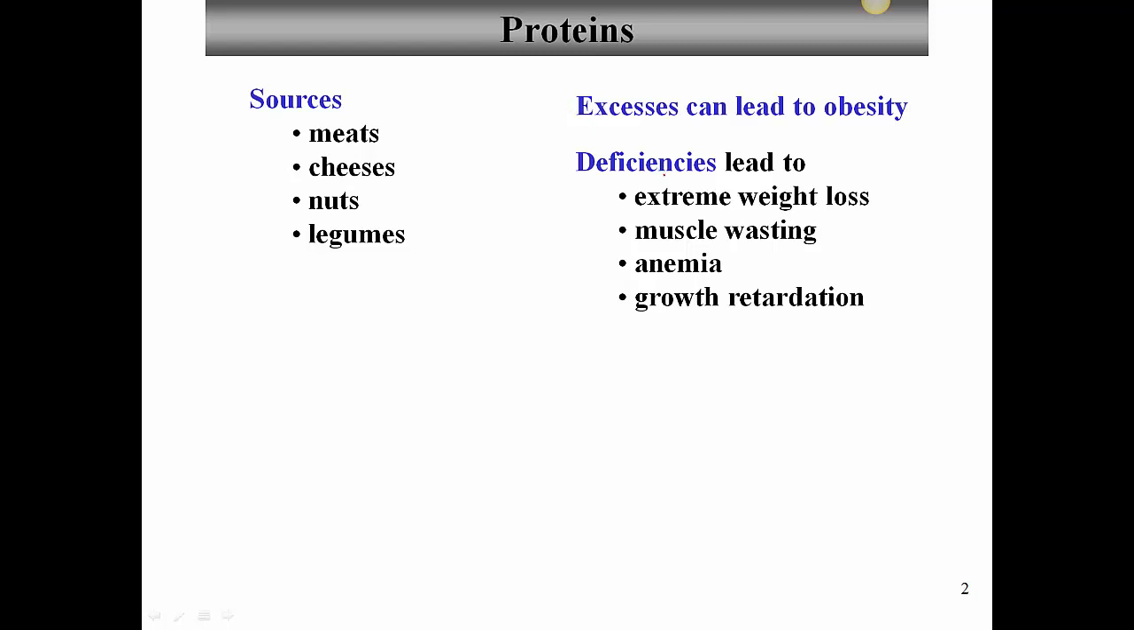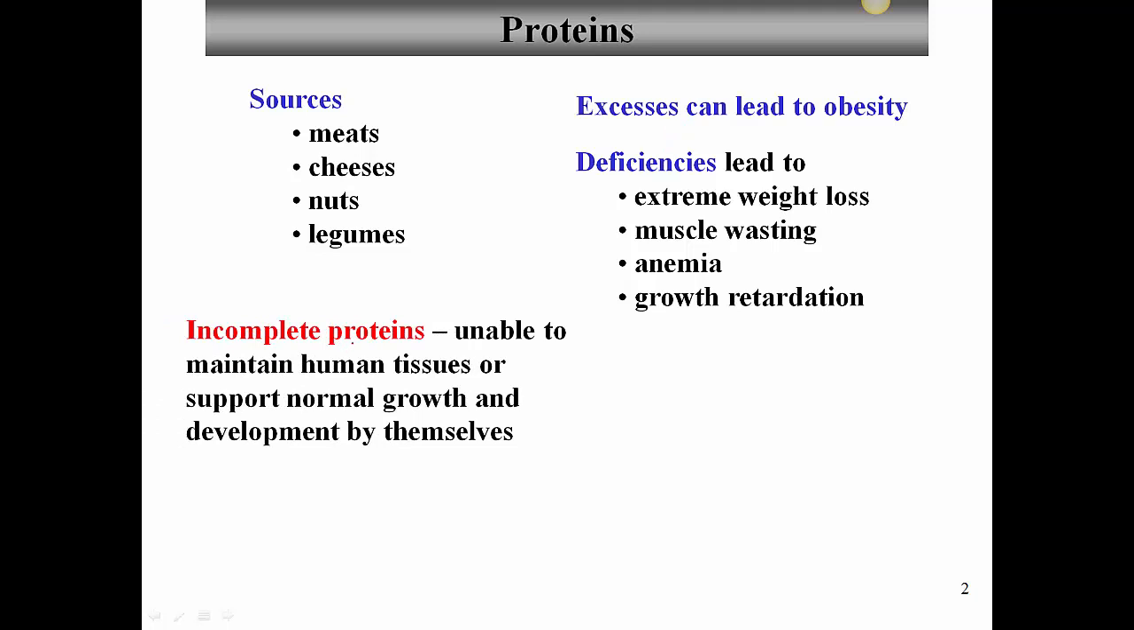Deficiencies in protein are more important. These can lead to extreme weight loss, muscle wasting by using the muscle protein for energy. These can lead to anemia, growth retardation. So it's worse to have a deficiency of protein than it really is to have an excess of protein.